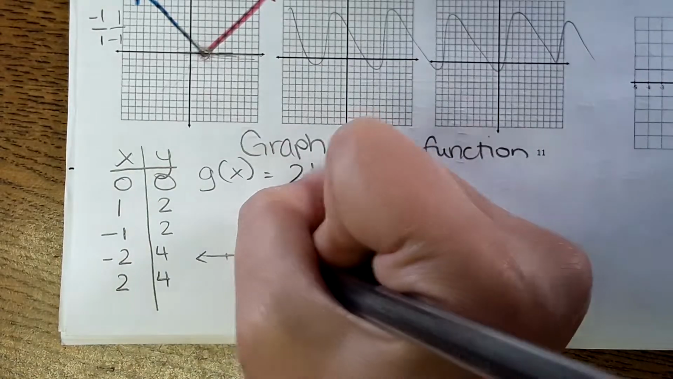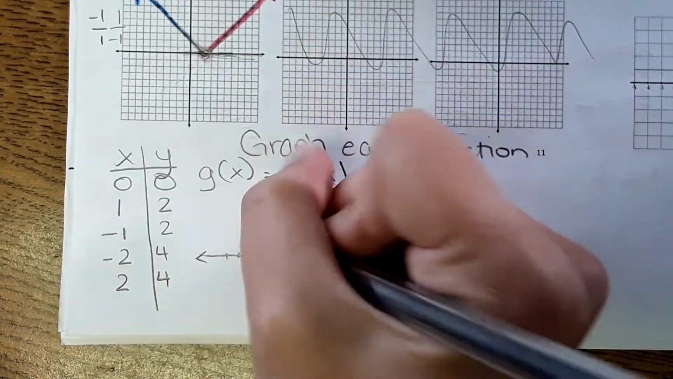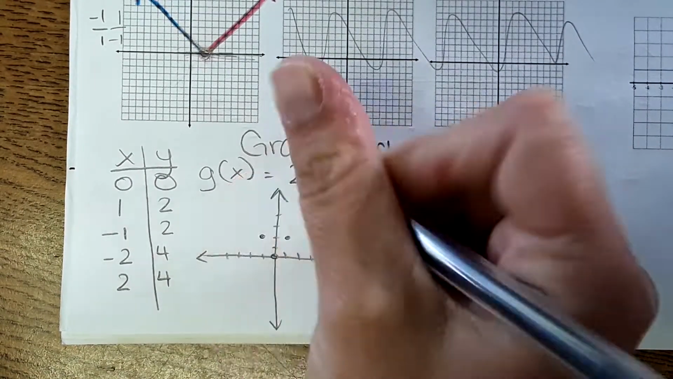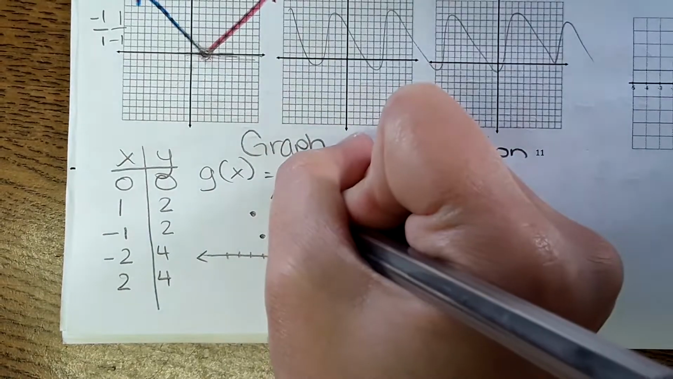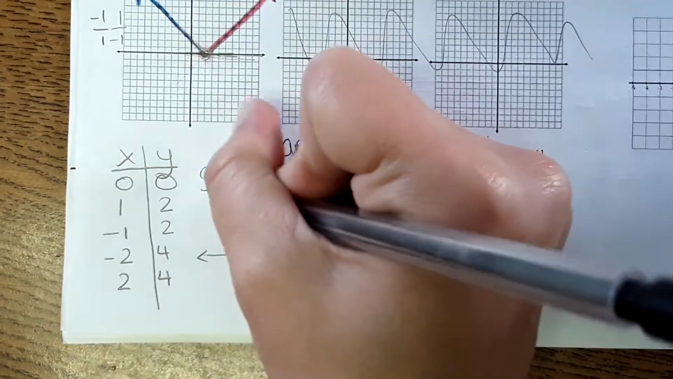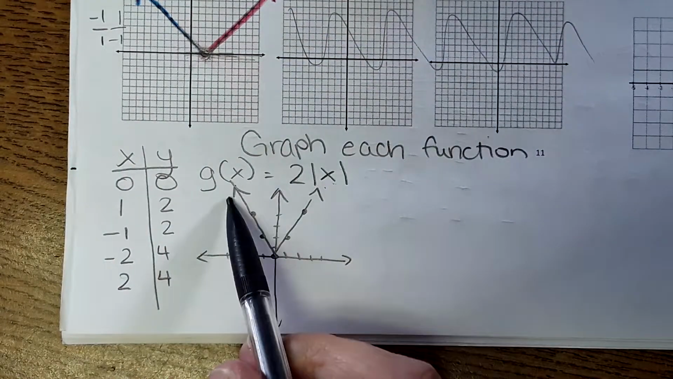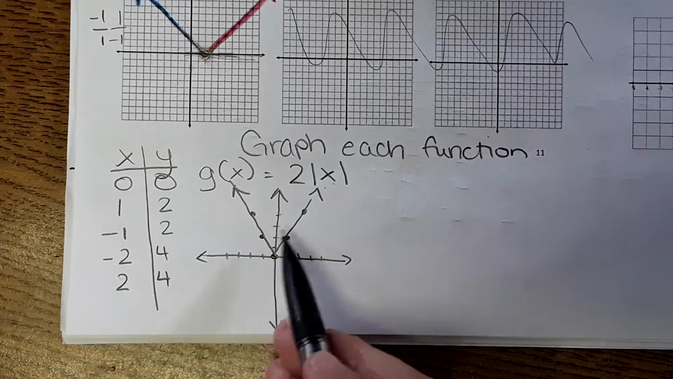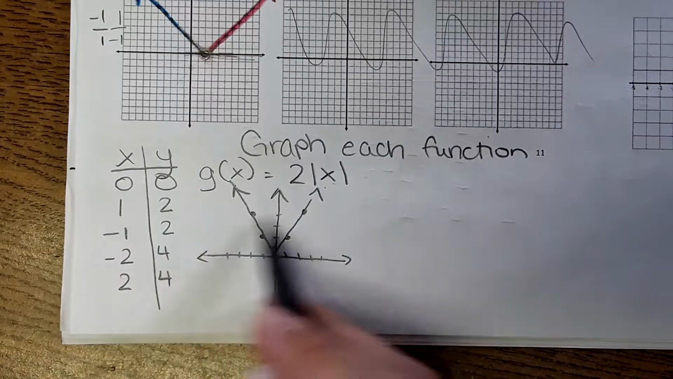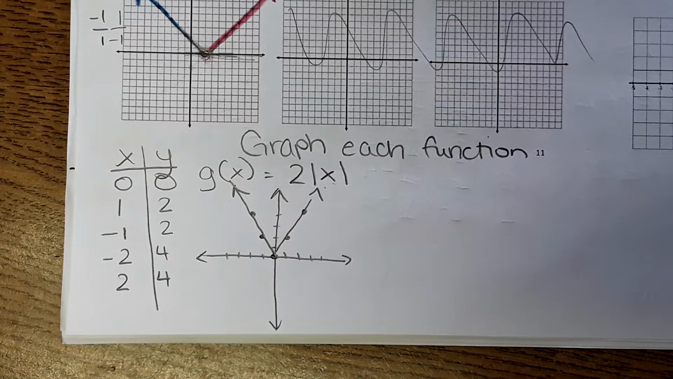And so when I graph these numbers, it looks like this. So (0, 0), (1, 2), (-1, 2), (-2, 4), and (2, 4). So it makes a graph that looks like this. So on the homework, they'll give you a function like this. You just have to identify the graph. The domain for this would be all real numbers, -infinity to infinity, and the range would be y is greater than or equal to 0.